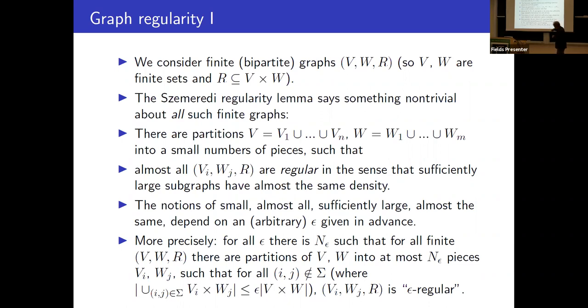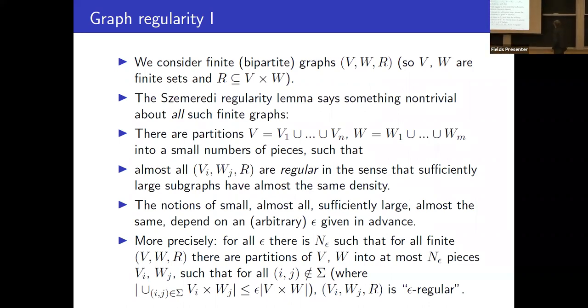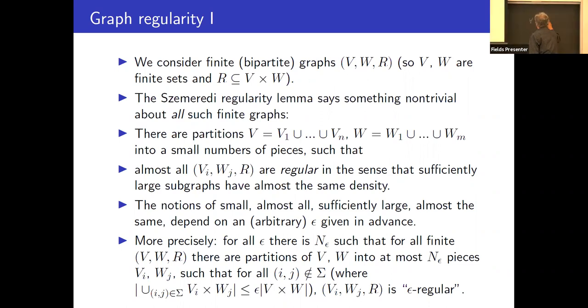For all ij not in sigma, Vi Wj R is epsilon regular, and epsilon regular means that for every Vi prime subset of Vi and Wj prime subset of Wj, such that the cardinality of Vi prime cross Wj prime is greater than epsilon times Vi cross Wj, the difference between the densities of Vi Wj and Vi prime Wj prime is less than epsilon. The density of a graph is the number of edges divided by the number of possible edges, so it's the size of R divided by Vi cross Wj.